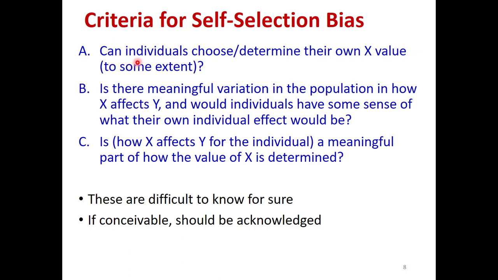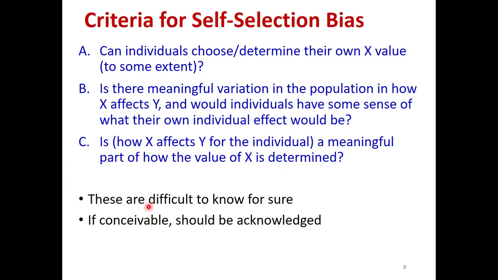So first comes down to, can individuals or the subjects choose or determine their own X value to some extent? And by X value, I mean for the key X variable or the treatment. Okay, then, is there meaningful variation in the population in how X affects Y? That is, in what the treatment effect would be. And would individuals have some sense of what their own individual effect would be? Okay, do people know what the treatment effect would be for them? And then third, is how the X variable affects Y for the individual a meaningful part of how the X value was determined or how they made their choice?